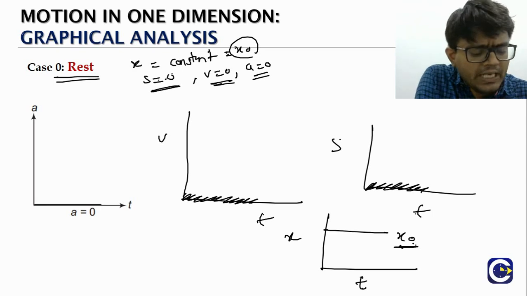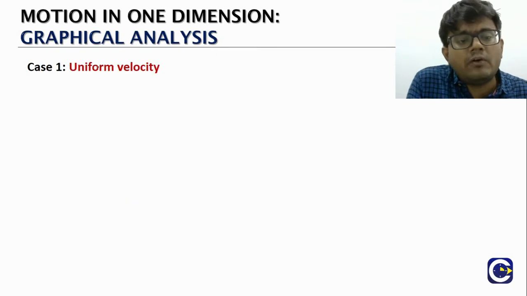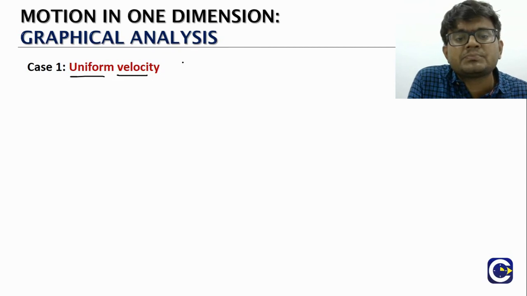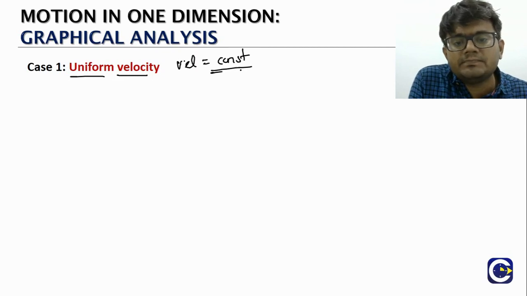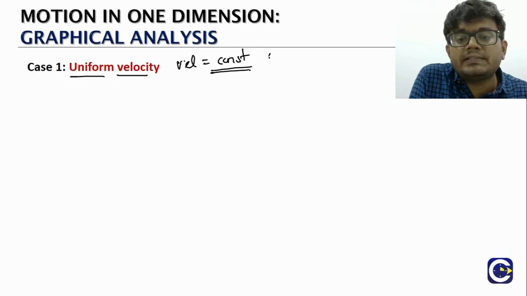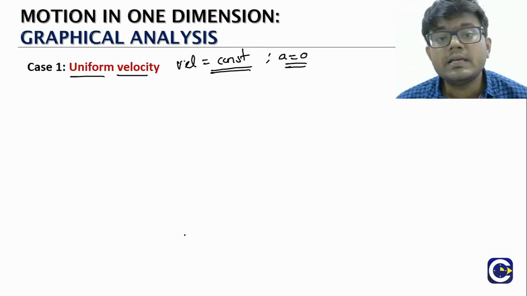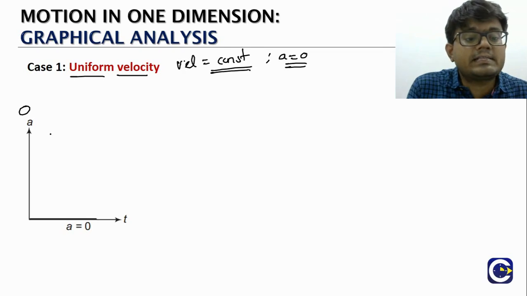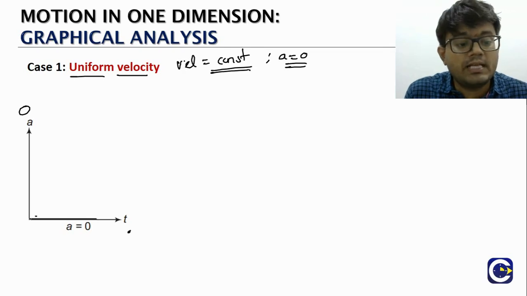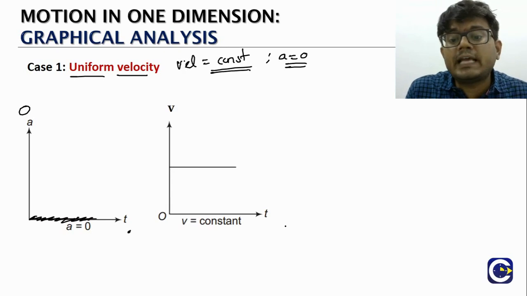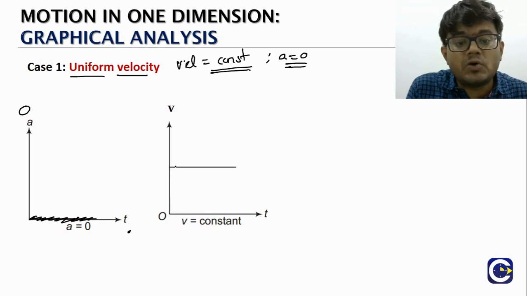Okay. Now the next one is uniform velocity. Uniform velocity means the velocity will be constant. Velocity constant means acceleration will be 0. So if you look at the acceleration-time graph, it will be 0, on the x-axis. What about the velocity-time graph? Velocity is constant, which means it will be a line parallel to the x-axis. This is the constant value.